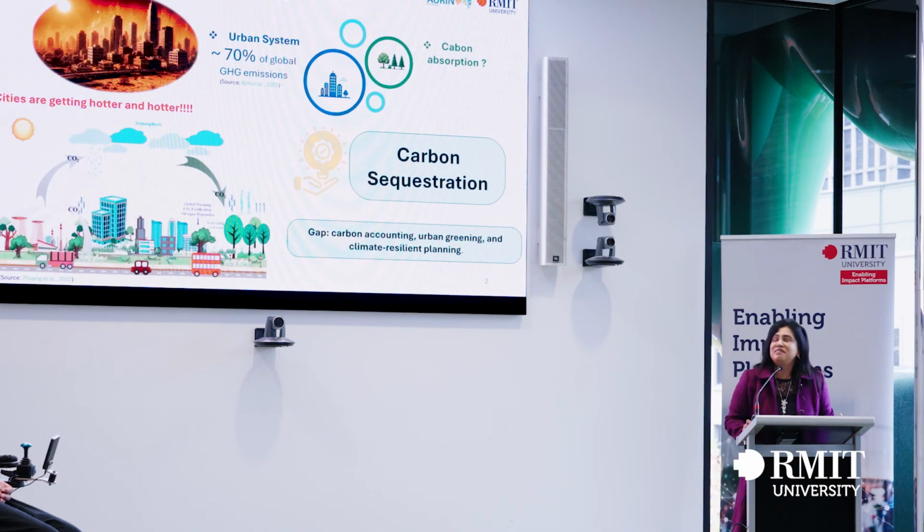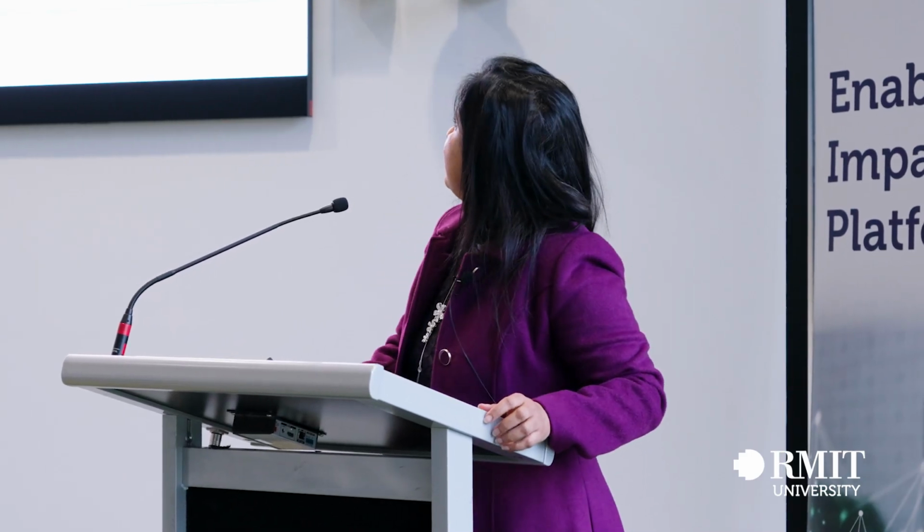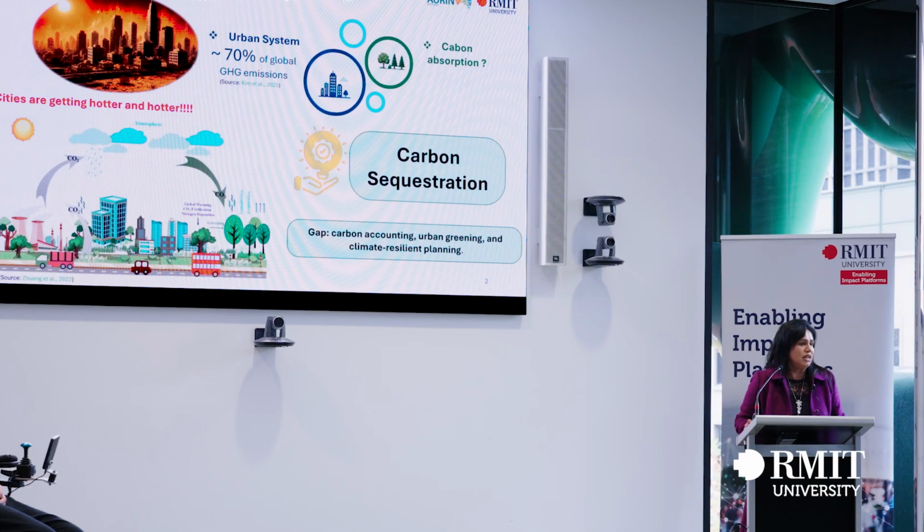So literature reports that urban systems generate 70% of global greenhouse gas emissions. Urban trees, parks, and green spaces actually absorb carbon from the environment, but we really do not know how much is absorbed and where across the city this absorption happens. So because of this, it creates a significant evidence gap in carbon accounting, urban greening, and climate resilient planning.